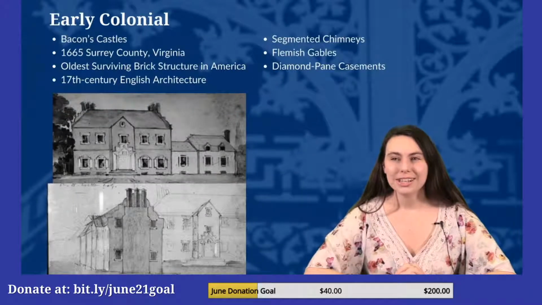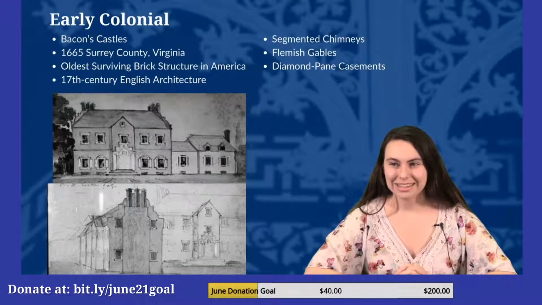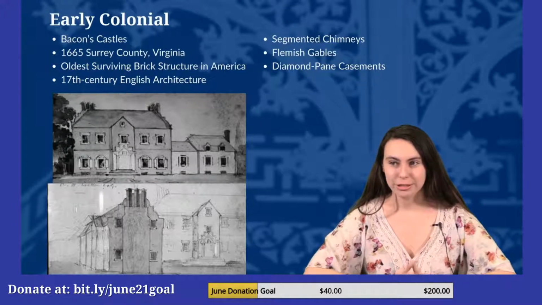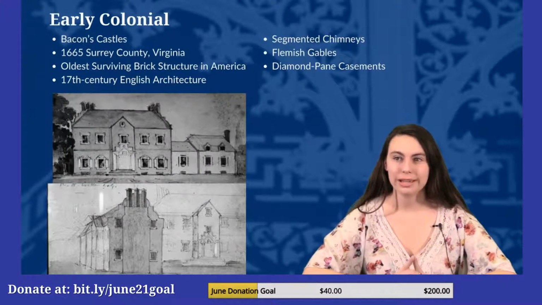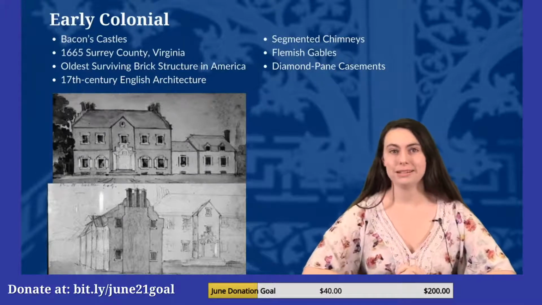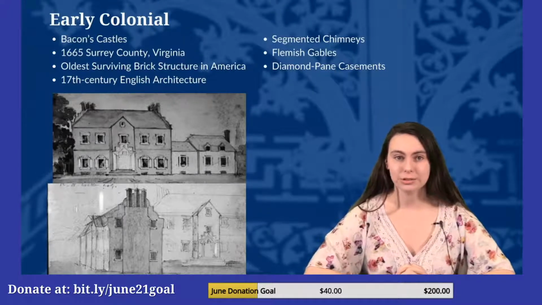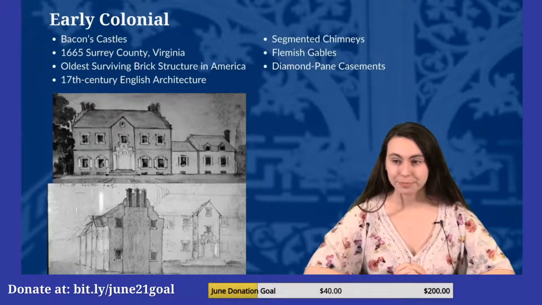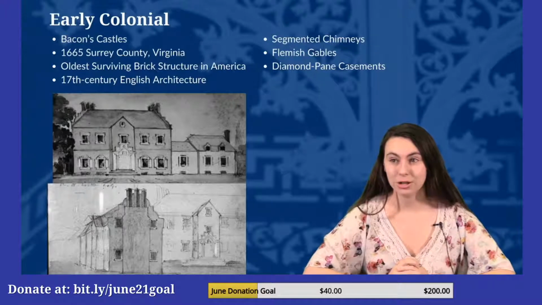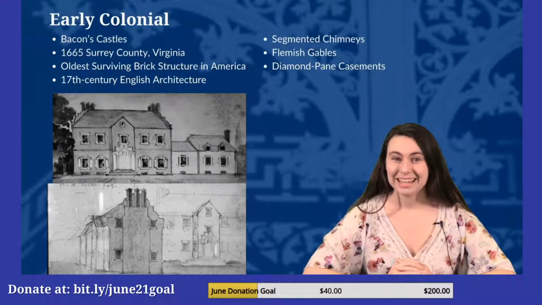So early colonial has a lot of different variances, as you can see here. Now we are going a little farther south. We're going to Virginia, so we have the chimneys on either side. We are also looking at Bacon's Castle, and this is basically a transported English estate into the American Virginian countryside. It is one of the older surviving brick structures in America. It is probably one of the nicest homes from the 1600s that is still in existence in America.